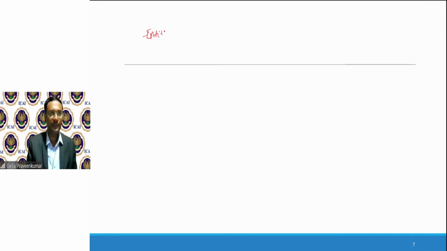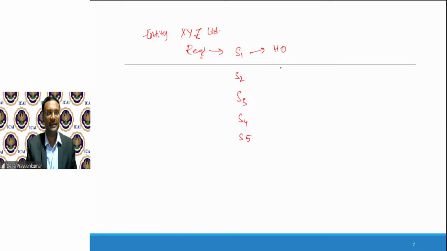Entity XYZ Limited. This entity XYZ Limited has registered itself in state 1, state 2, state 3, state 4, state 5. State 1 happens to be the head office. Now, let us examine the input tax credit which is common at entity level.